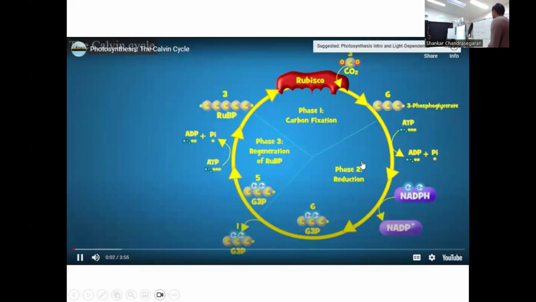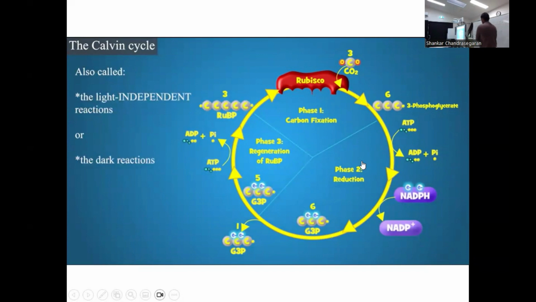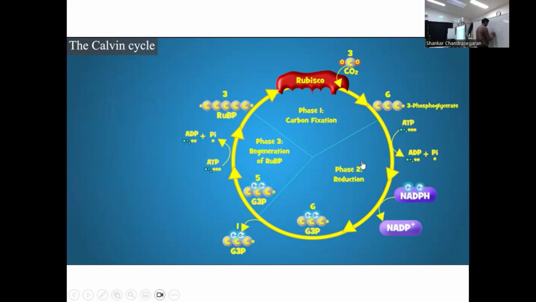The Calvin cycle is the second set of reactions in photosynthesis and occurs after the light-dependent reactions. Sometimes the Calvin cycle is called the light-independent reactions, or even the dark reactions, because light is not directly needed to make the Calvin cycle happen. Nevertheless, two key products from the light reactions are needed to make the Calvin cycle work: ATP and NADPH.